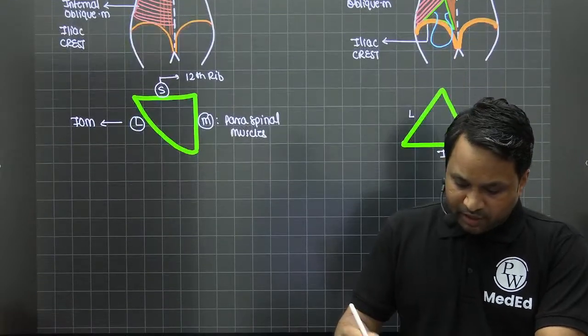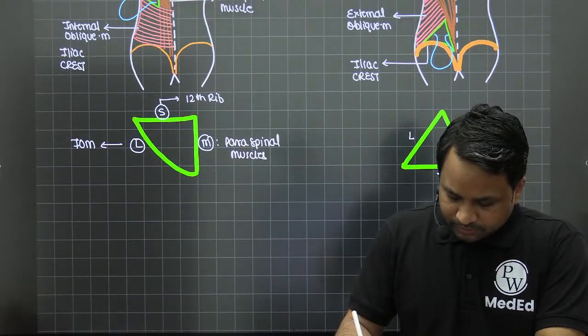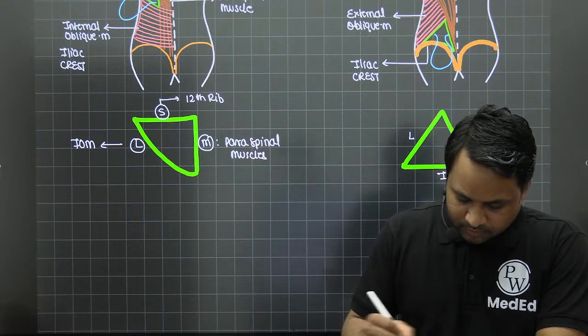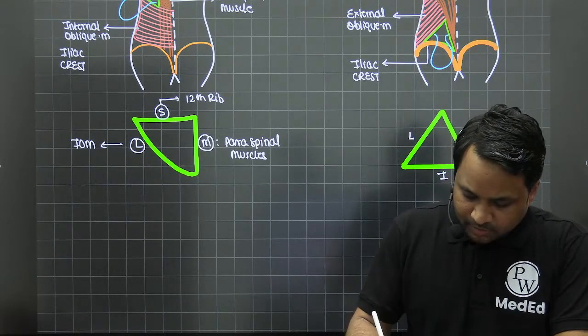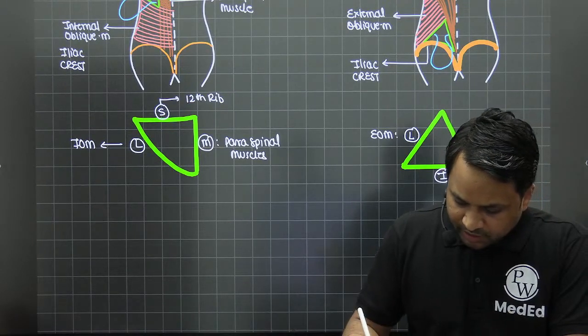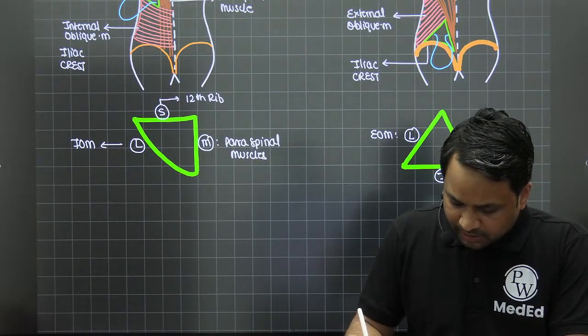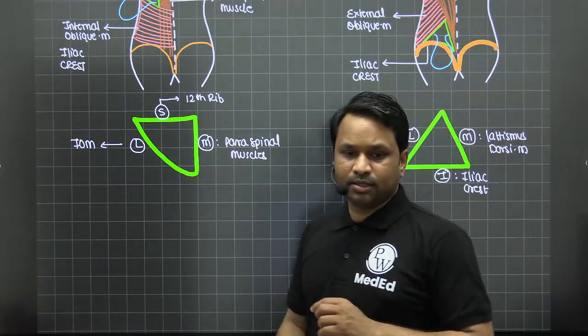In the same way, for the inferior lumbar triangle, the medial boundary is formed by the latissimus dorsi muscle. The lateral boundary is formed by the external oblique muscle. Inferiorly, it is formed by the iliac crest.